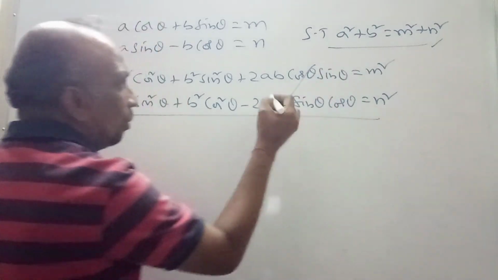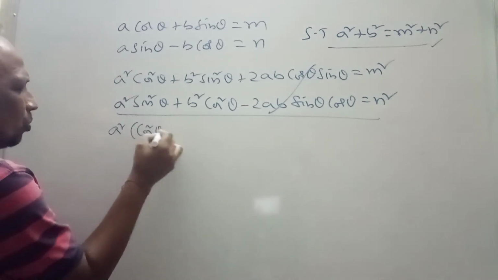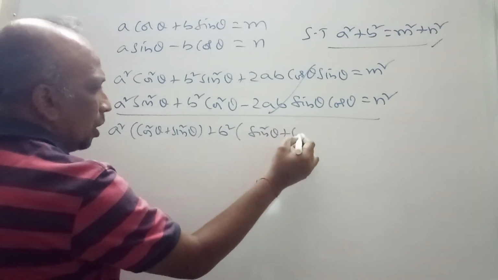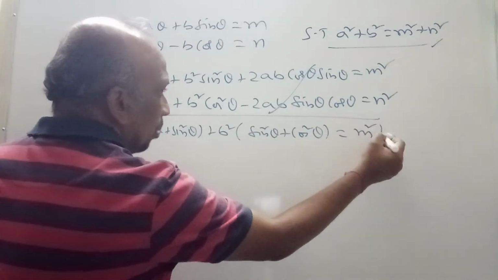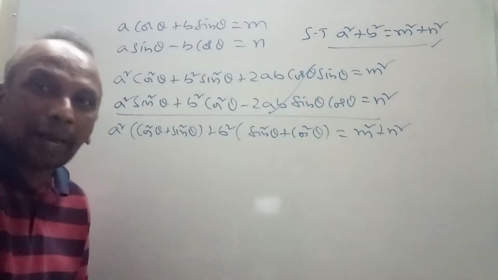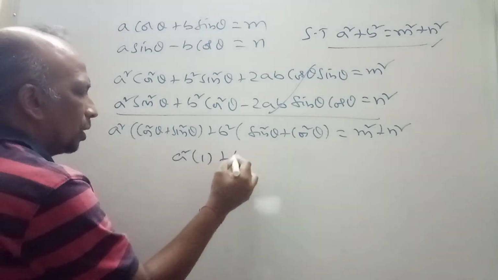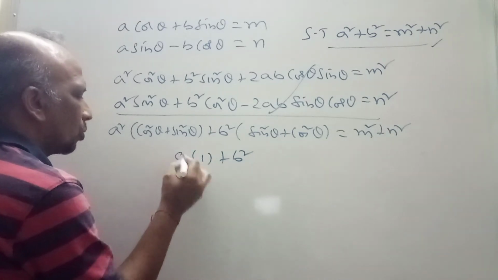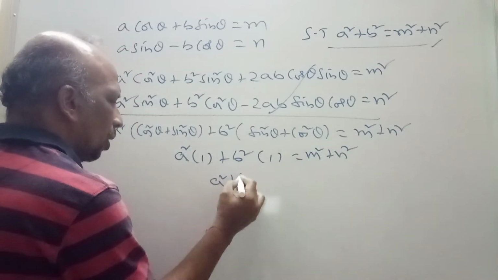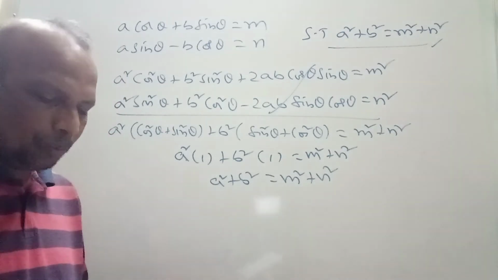If I add this one, I can eliminate these two. Then you will get a square into cos square theta plus sin square theta plus b square into sin square theta plus cos square theta equal to m square plus n square. It is very simple. Squaring on both sides, you can add, then you will get a square into 1 plus b square into 1 equal to m square plus n square. So a square plus b square is equal to m square plus n square. So this is one of the problems.